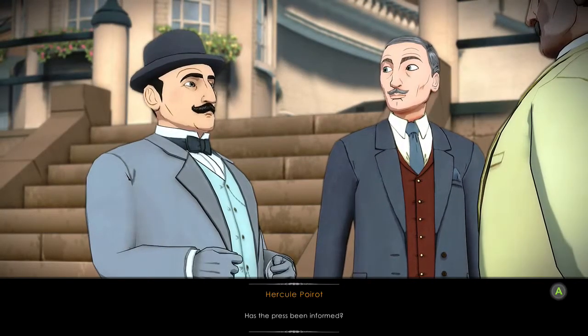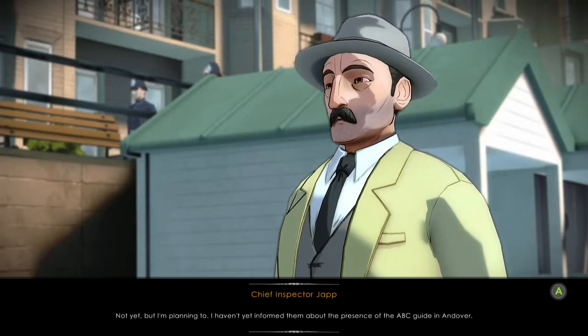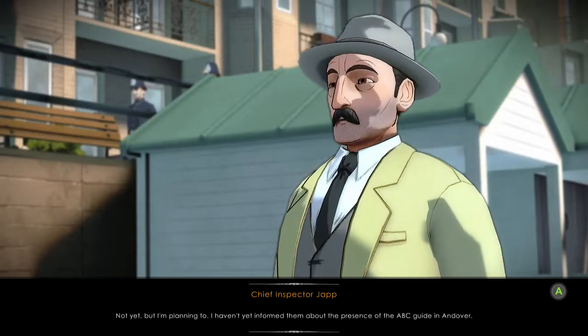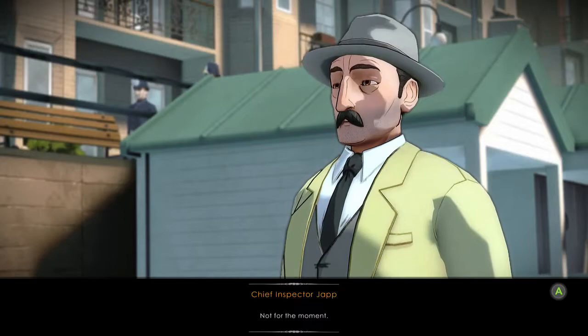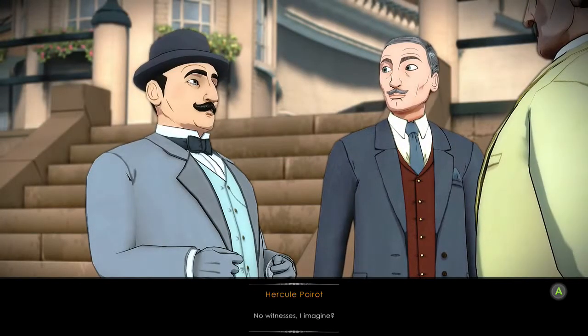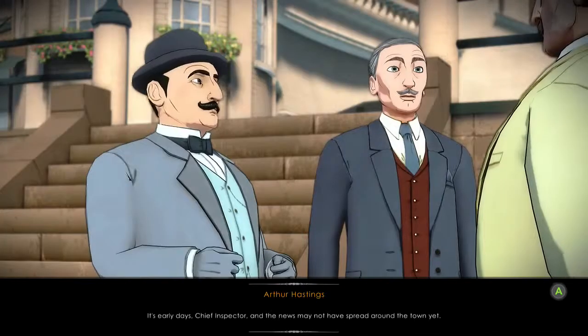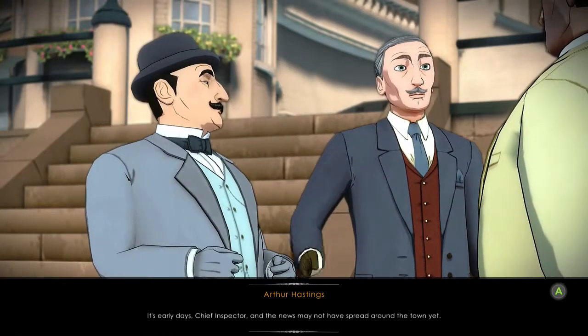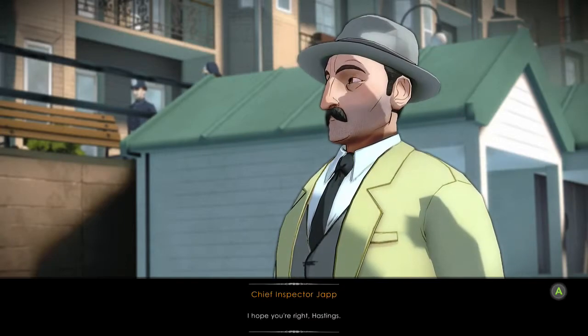Has the press been informed? Not yet, but I'm planning to. I haven't yet informed them about the presence of the ABC guide in Andover. Nobody has reported a young woman missing? Not for the moment. No witnesses, I imagine. Indeed. We've asked everybody who may have met a young woman fitting her description last night to come and see us, but I have little hope of gaining anything from it. It's early days, Chief Inspector, and the news may not have spread around the town yet. I hope you're right, Hastings.